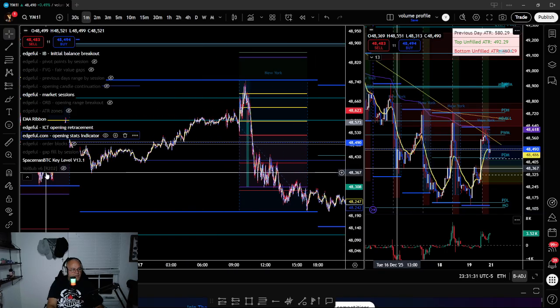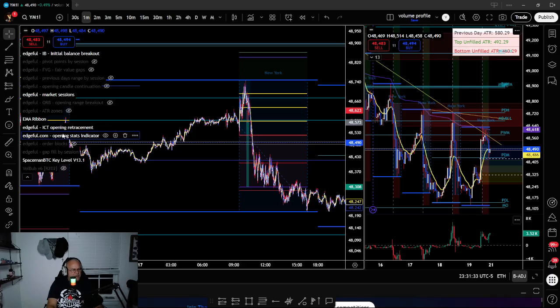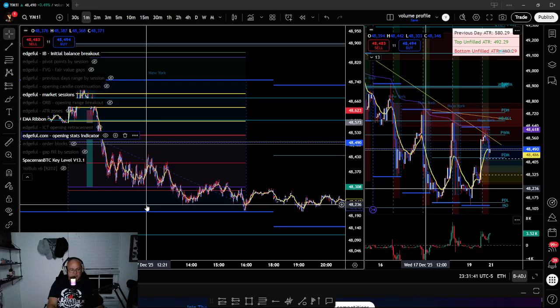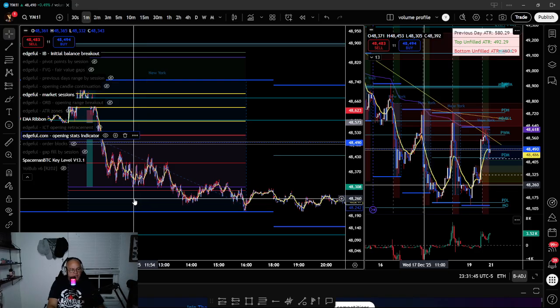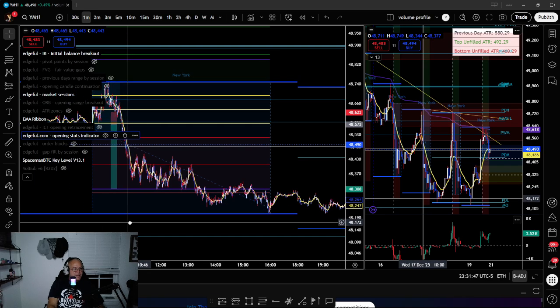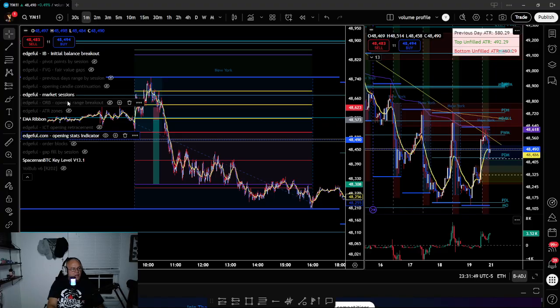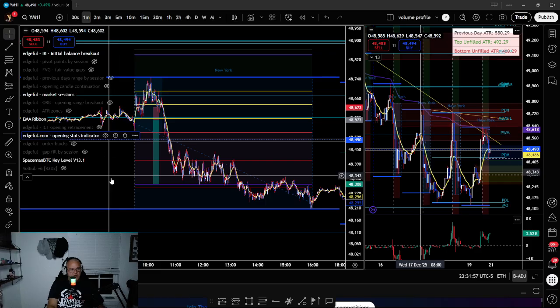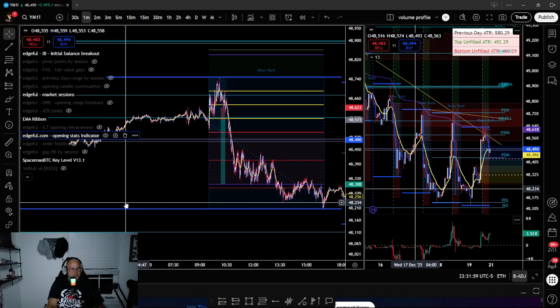Now, the opening, let's turn that off. EMAs, I use a 9 EMA on the 1 minute chart because for me, that's the ultimate trending line indicator. And the opening stats indicator. This is going to show me the previous session's high and the previous session's low.